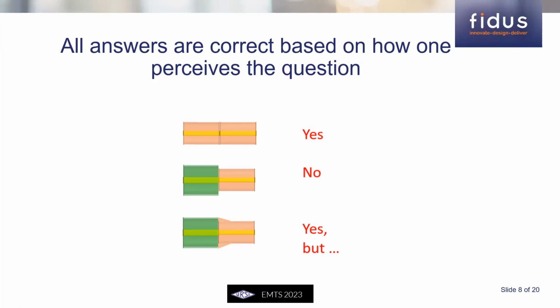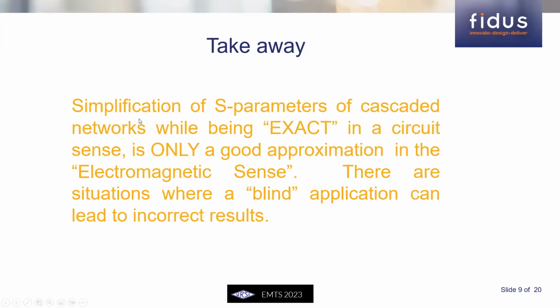So what do we learn from this? If we simplify S parameters of cascaded networks, the theory is fairly accurate. It becomes an approximation in the electromagnetic sense. So you cannot blindly apply cascade theory without really having an idea about what the physical problem looks like. And this is one important thing to remember about cascading S parameters. It's a great tool. It simplifies a lot of things, but there are frequencies, especially at the very high end, where it introduces an error.